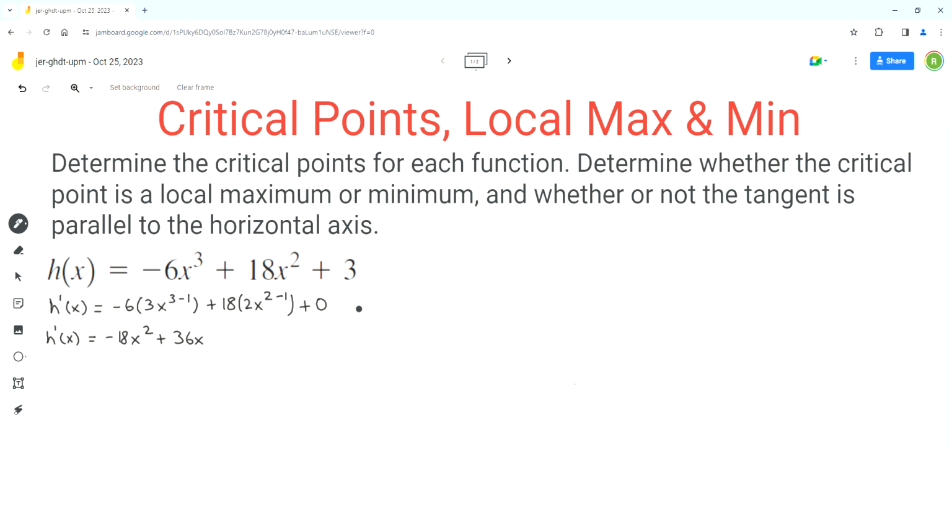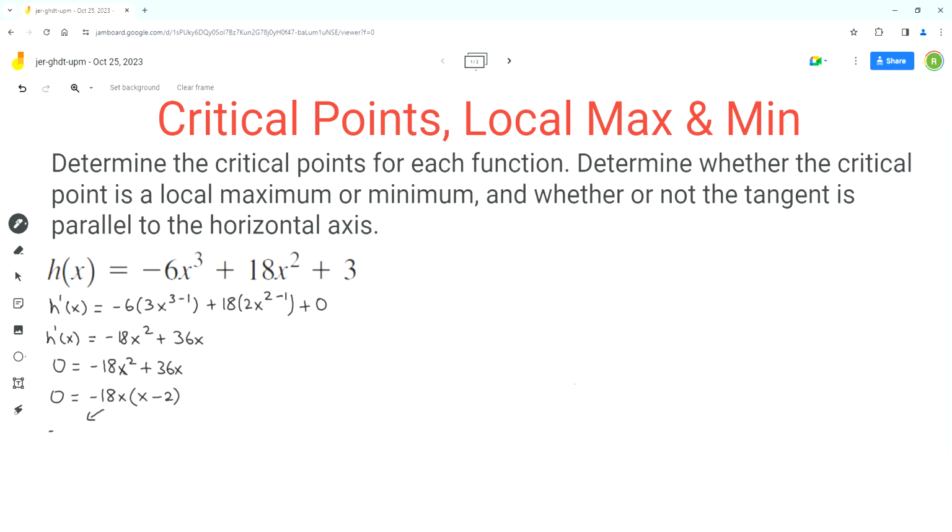So we'll sub in 0 on the left side of this equation. And now we have to solve this equation. We can do common factoring on the right side. We can factor out negative 18x. And in the parentheses, we are left with x minus 2, because 36 divided by negative 18 is equal to negative 2. So now we get two cases.